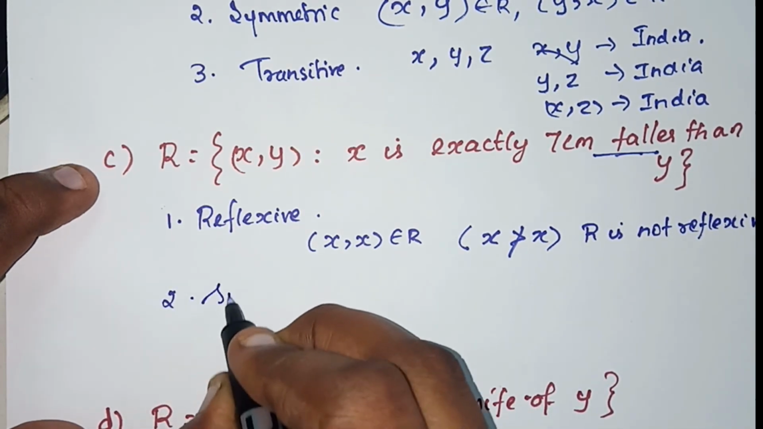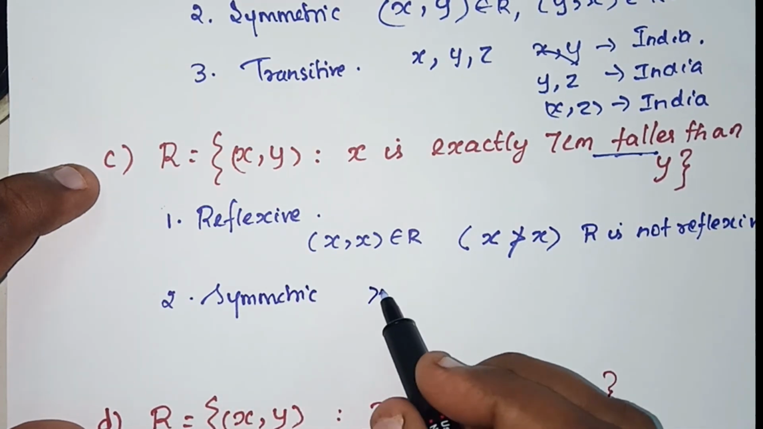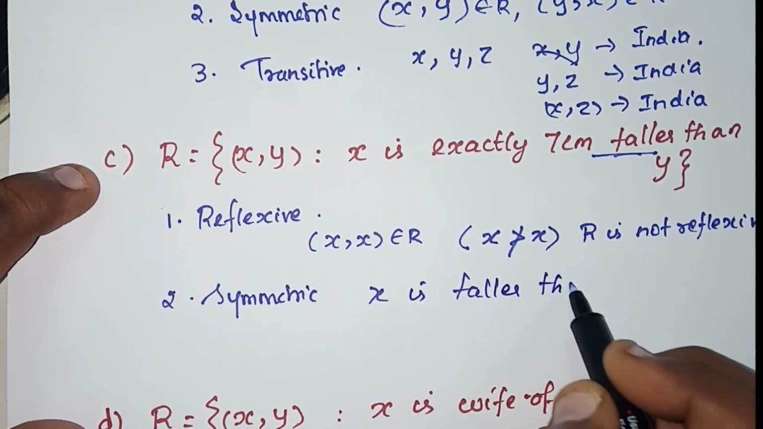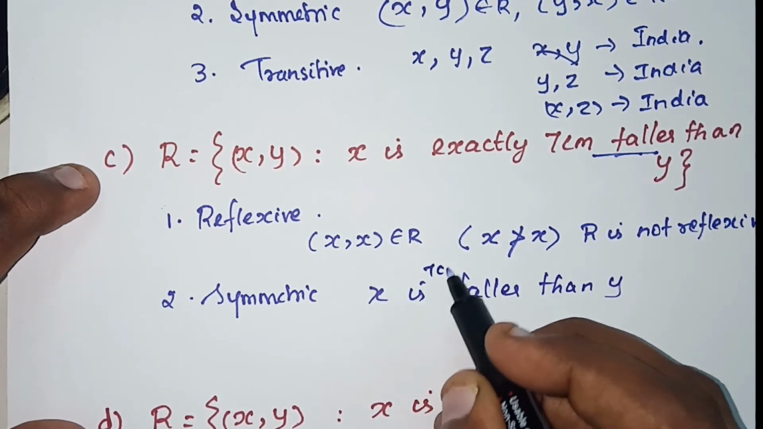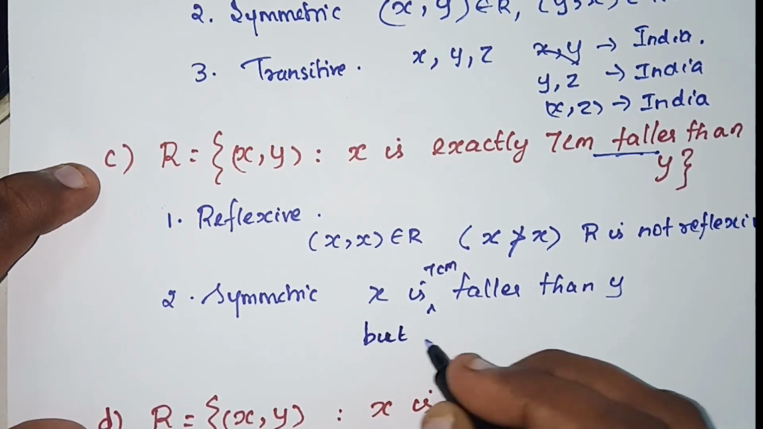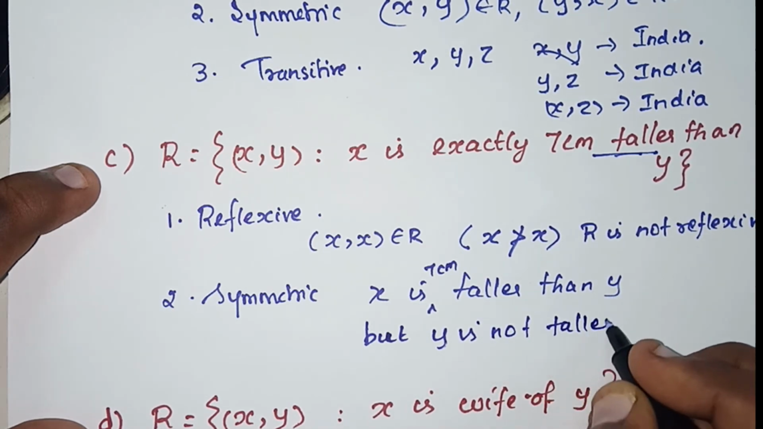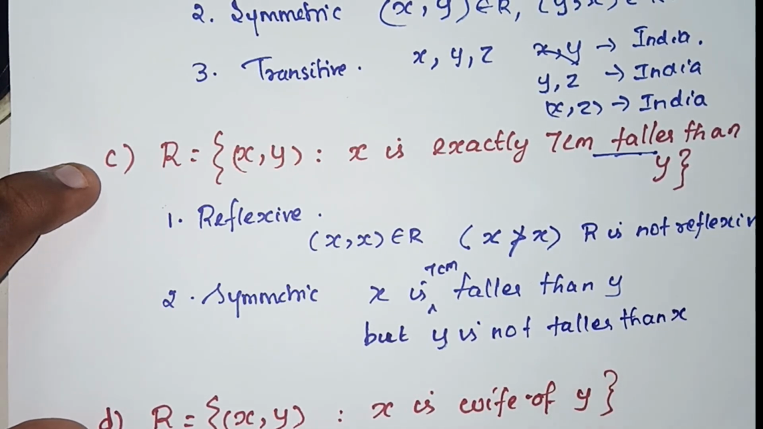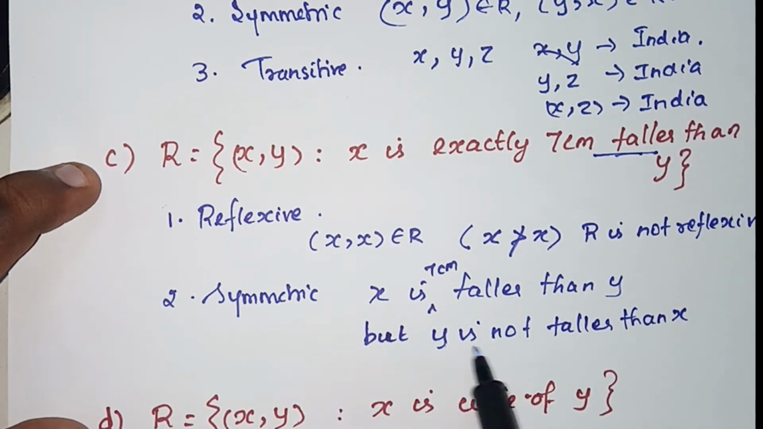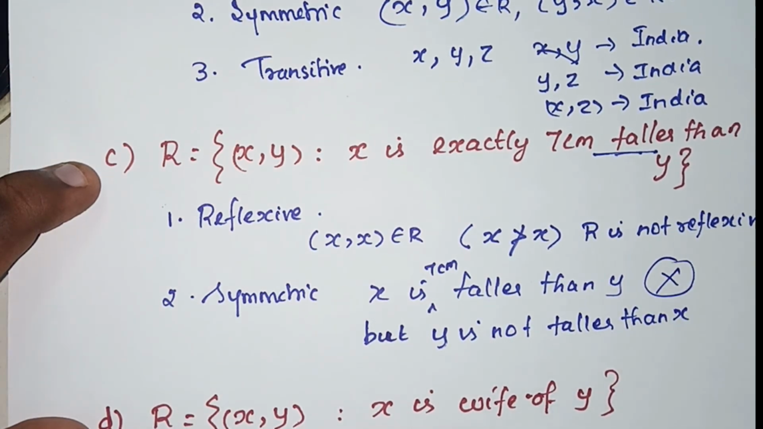Next, symmetric. X is 7 centimeter taller than y, right? But y is not taller than x, because x is tall and y is short. So y is not taller than x. So it is not symmetric.